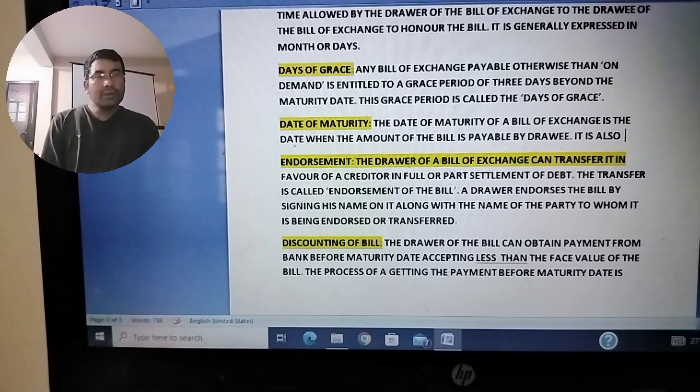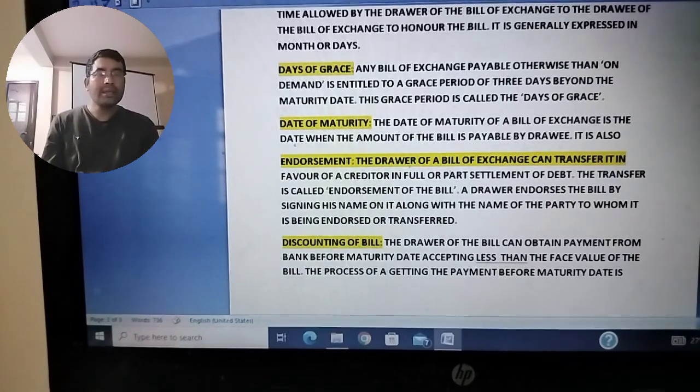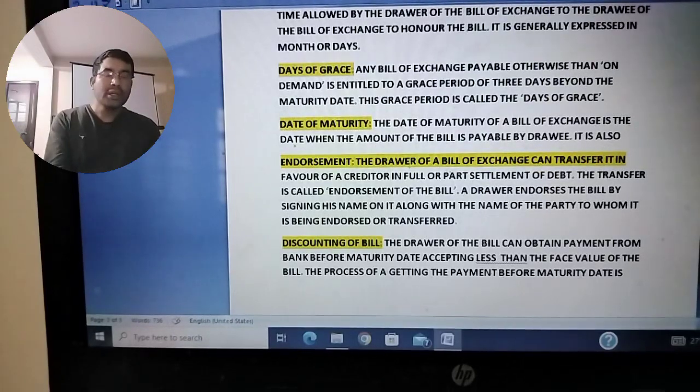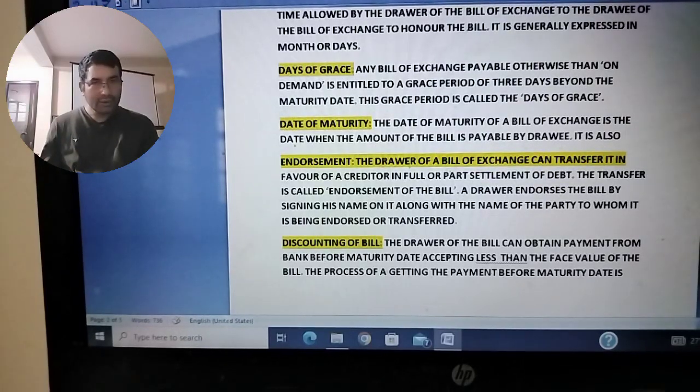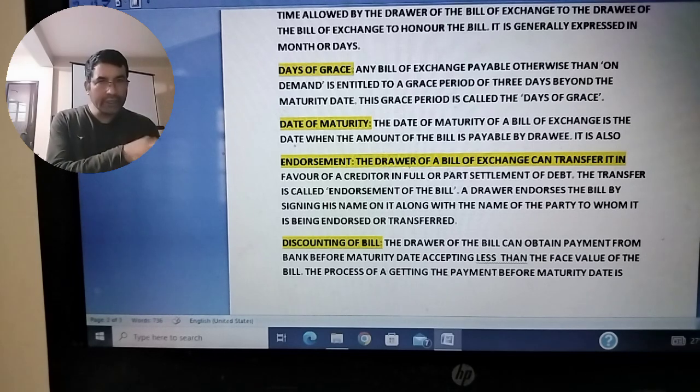Then we'll learn what is meant by endorsement. Usually, a bill is drawn by a drawer on the drawee. Drawer is the seller who sells goods on credit, and drawee is the person who buys goods on credit.